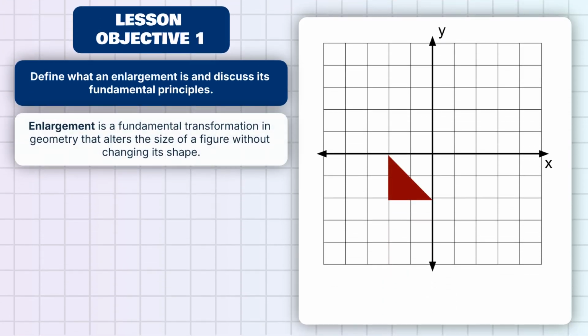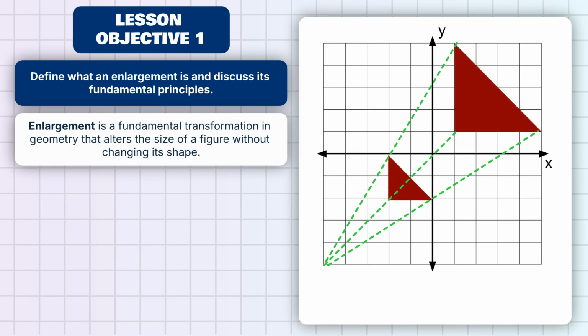Enlargement is a fundamental transformation in geometry that alters the size of a figure without changing its shape. This ensures that every angle and the proportionality of the sides remain the same. There are two key values that uniquely identify an enlargement transformation. Those are the center of enlargement and the scale factor.